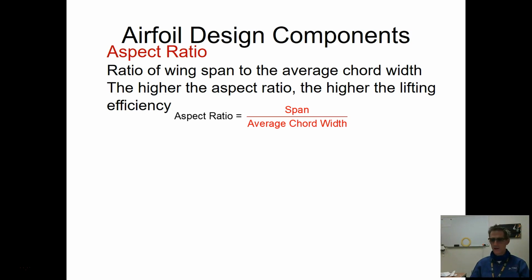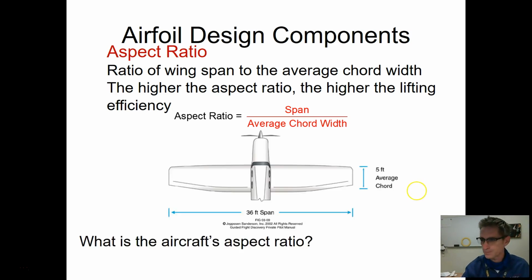Fighter jets, their aspect ratio is much lower. So when they have that delta wing or swept back wing and they lose power, they have to land pretty quickly. Okay, all right.